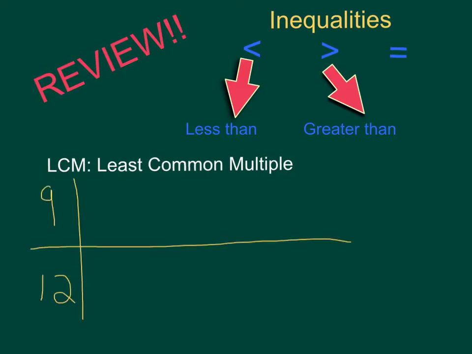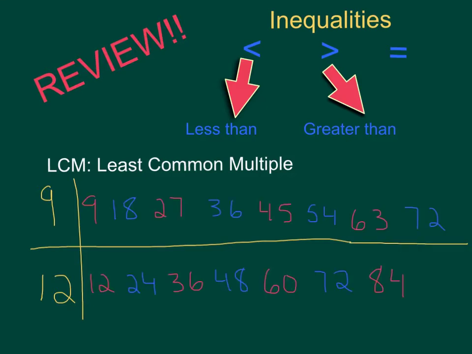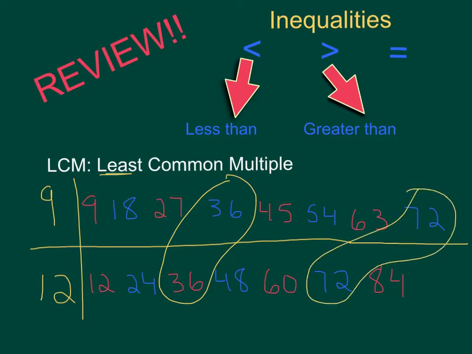We're going to find the least common multiple between 9 and 12, which means we first just need to list all of the multiples of both 9 and 12. Here are multiples of 9 and 12. Now let's look at which ones they have in common. Here, they have 36 in common, and they also have 72 in common. But the key word is least. So what is the smallest multiple they have in common? It is 36. You use this concept when you're finding common denominators in fractions.